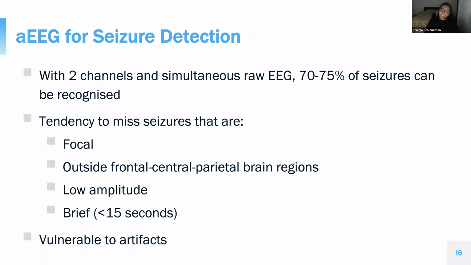So in terms of amplitude EEG and seizure detection, with the 2 channels and simultaneous raw EEG, 70 to 75% of seizures can be recognized. There is a tendency, however, to miss some seizures that are focal or outside of the frontal, central, or parietal head regions, seizures that are low in amplitude, or seizures that are very brief. So ones that are less than 15 seconds can be missed. And the other important piece is that the amplitude EEG is vulnerable to artifacts. And we'll review some examples of artifacts later today as well.